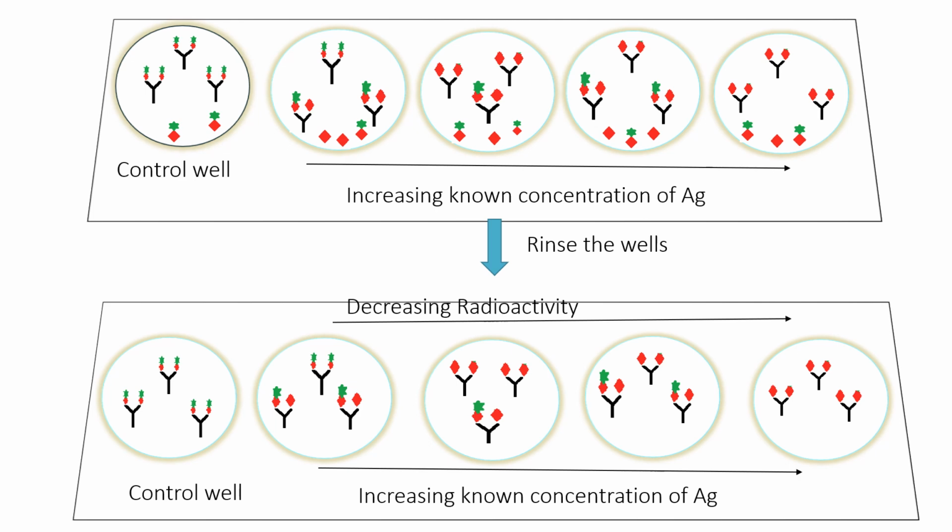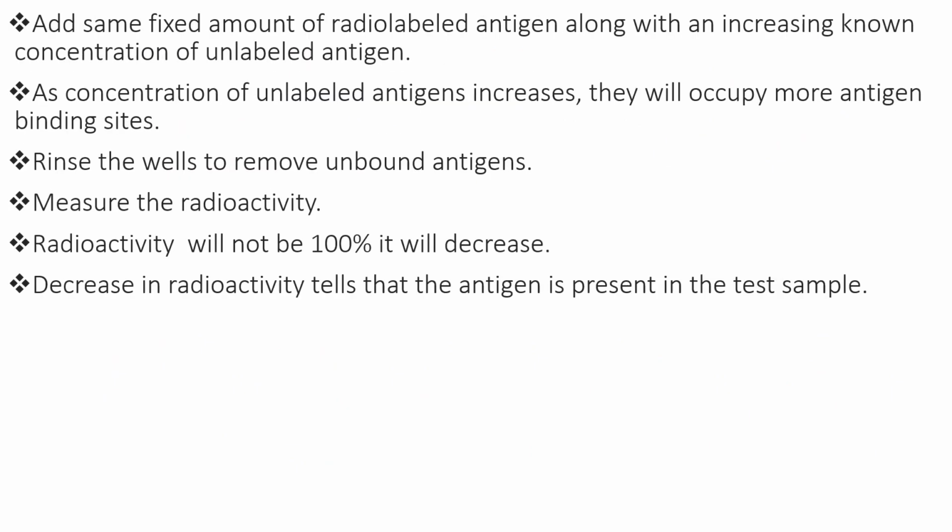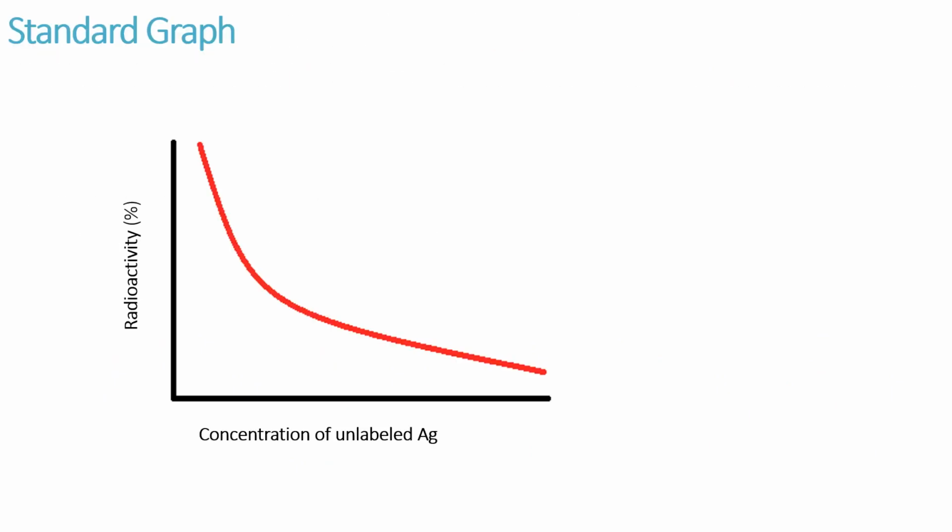Let us now plot the standard curve. The y-axis represents radioactivity measured for each well and the x-axis represents concentration of unlabeled antigen. Now, as the concentration of antigen increases, the radioactivity decreases.